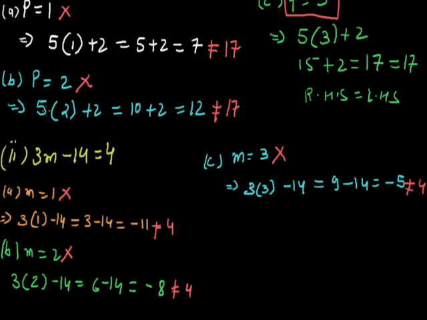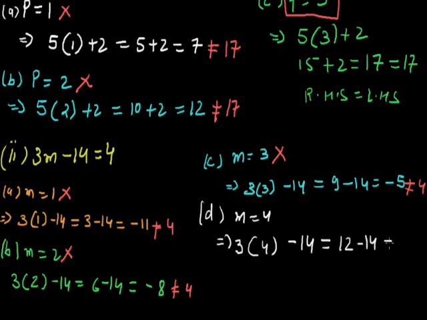Now let us try with 4. If m is equal to 4, we will get 3 into 4 minus 14, which will give you 12 minus 14. So it will be equal to minus 2, and again it is not equal to 4. So m is equal to 4 will again not be the solution of the given equation.